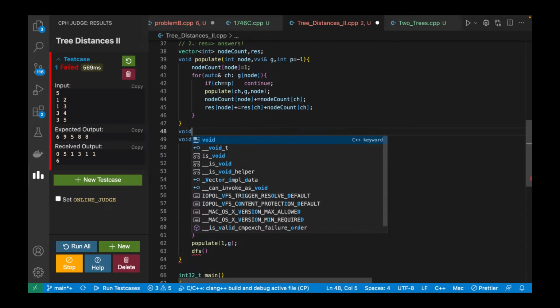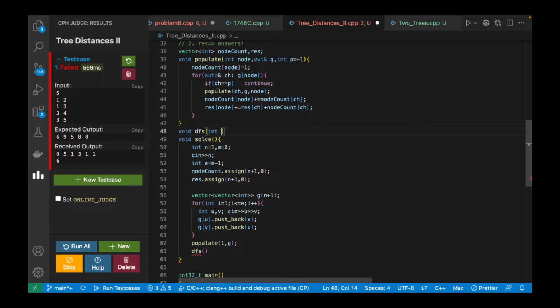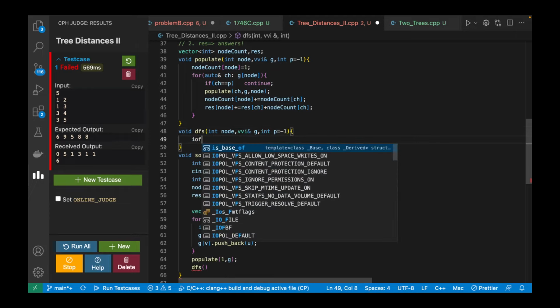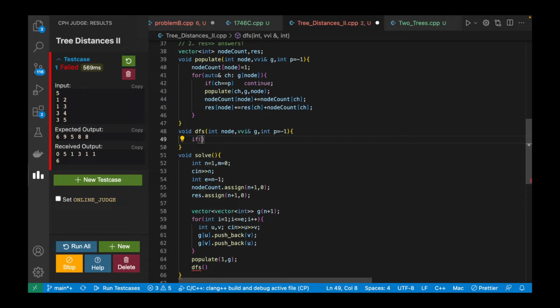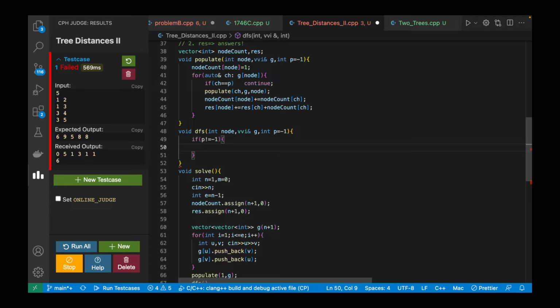So let's do a DFS traversal for that too. So let's say int node. Then I'm gonna have the graph and then the parent initially set to -1. Then I'll say that, okay, I've already calculated it for the root node, so I need not calculate it further. So if p is not equal to -1, that means I'm not currently at the root node. Then only I'll do some processing, or I'll try to get the data for the current node. So what will be the result for the current node? Basically, it would be the result of its parent.